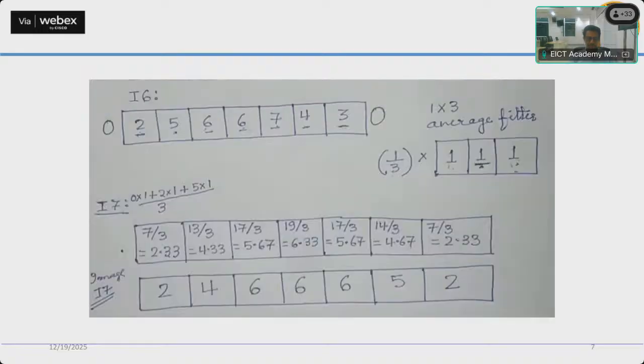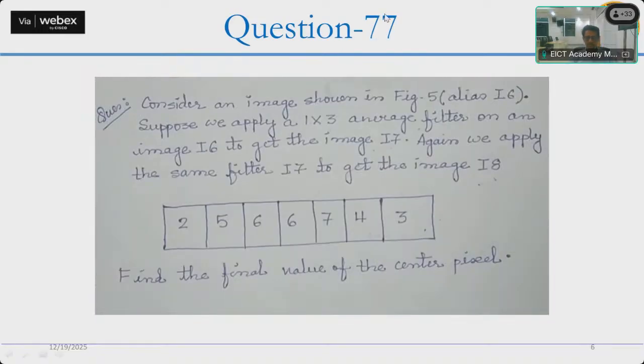The problem at question number 77, consider it basically as a 7 by 7 filter, 7 by 7 mask. There we have concluded today's session.